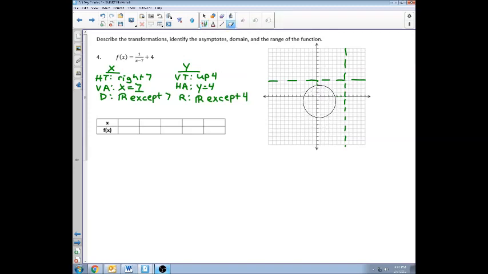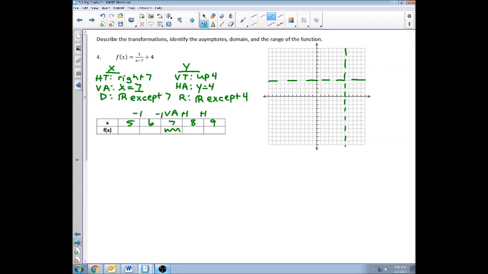Now I need to figure out what my graph is going to look like. Okay? So I put my vertical asymptote in the center, which is 7. The number underneath the squiggly. Plus 1 is 8. Plus 1 is 9. Minus 1 is 6. Minus 1 is 5.